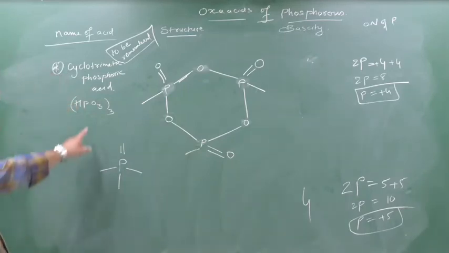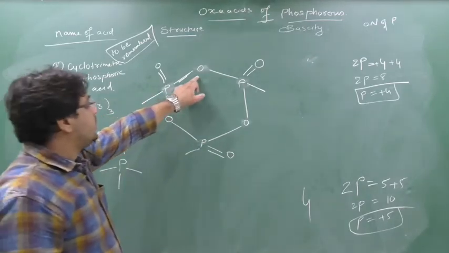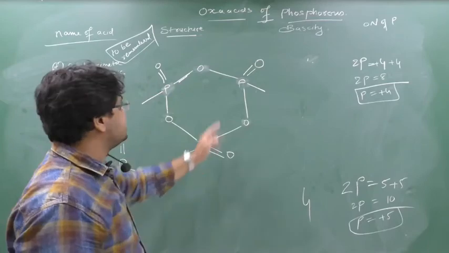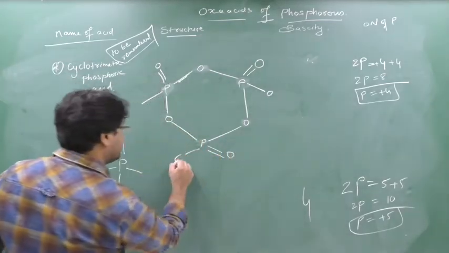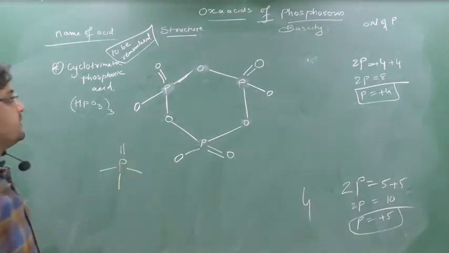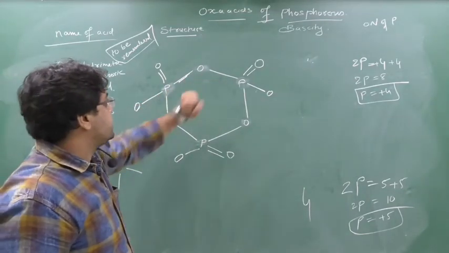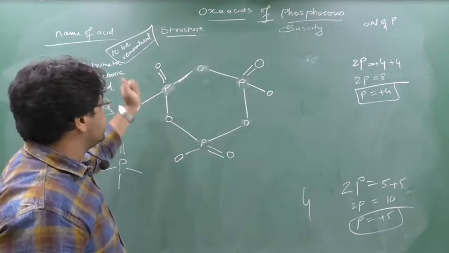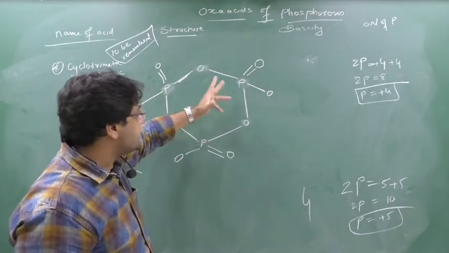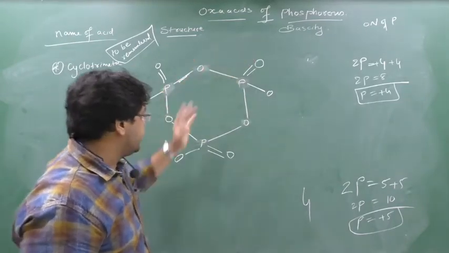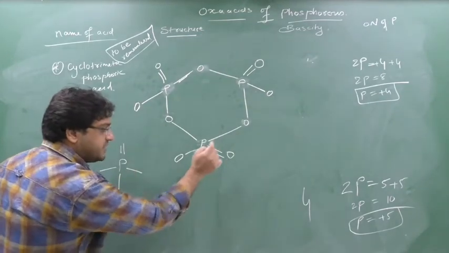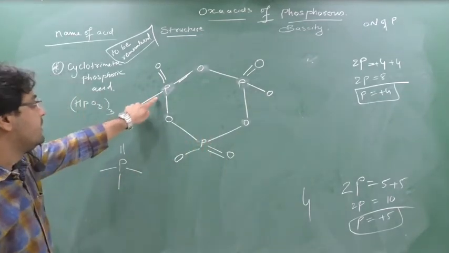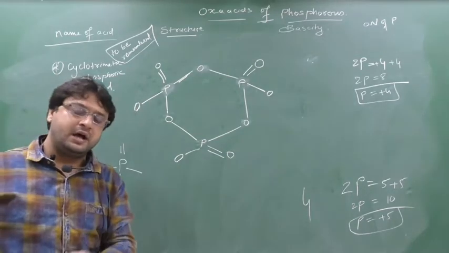Clear? Now how many oxygen do I have? 9, no? So 1, 2, 3, 4, 5, 6. Still how many are remaining? Still 3 oxygen. So here one O will come, here one O will come, here one O will come. Now see here, this oxygen's double bond is satisfied. This oxygen's double bond is satisfied. But this oxygen's single bond is not satisfied.